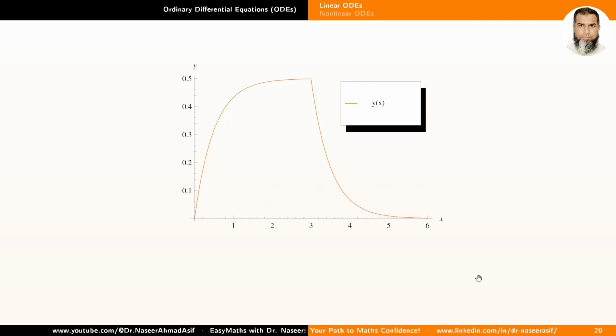Well, this is the graph of the solution of the initial value problem. The solution is continuous from 0 to plus infinity closed interval. Also, the solution is differentiable from 0 to plus infinity closed interval except at x equal to 3. Well, in the next lecture, we will see some more exercises related to first order linear initial value problems.